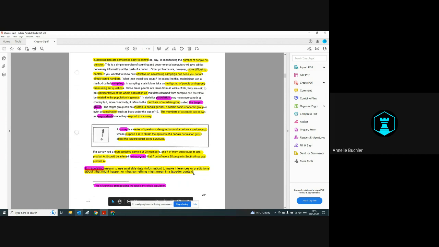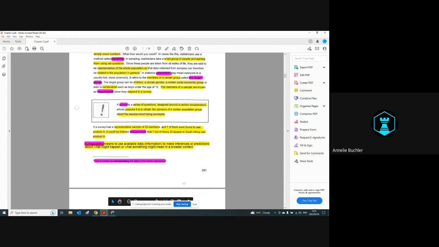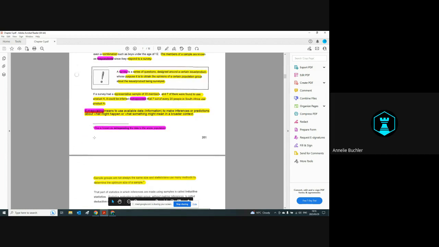Okay. This is known as extrapolating the data to the whole population, because if you can see, we said 7 out of 20 people in South Africa use product A. Our representative sample was 20 members, and 7 of them found to use product A. So we're extrapolating the data to the whole population. Okay, so that's what that means.